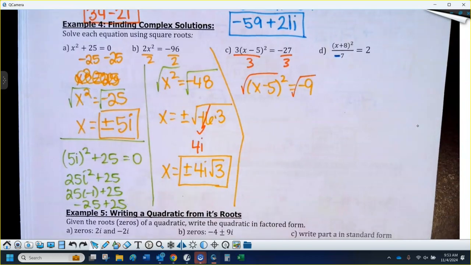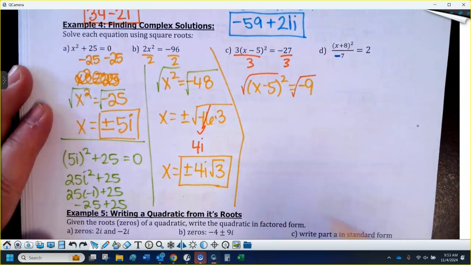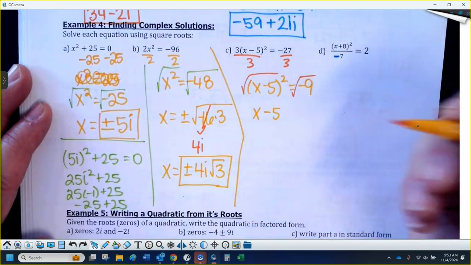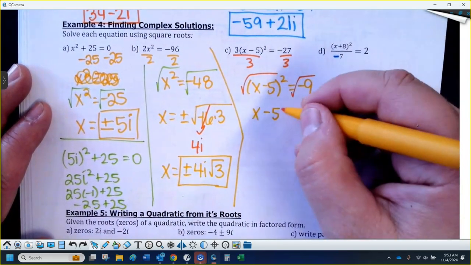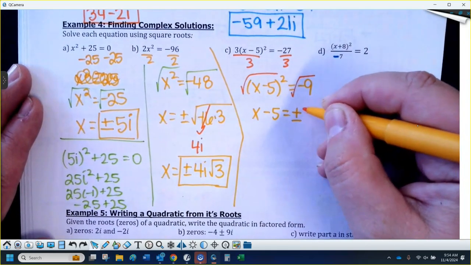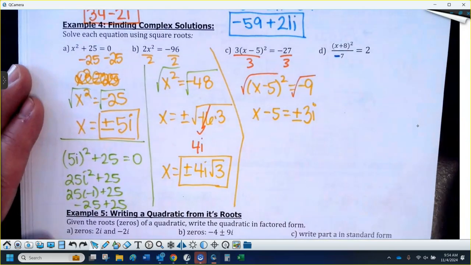We introduced the square root into the problem to solve this. So we have to put the plus and minus because there's technically 2 square roots of negative 9. The weird part of this question is you have x minus 5 on the other side that was inside that parentheses. So this guy plus or minus, perfect square in imaginary land is 3i.